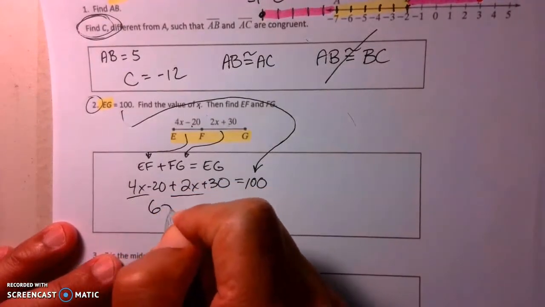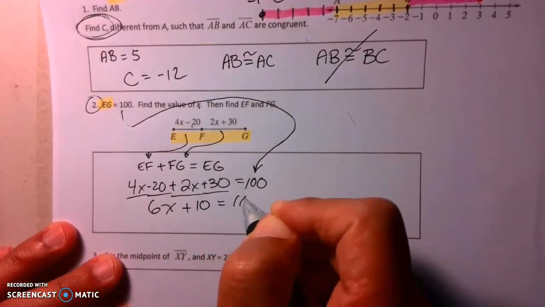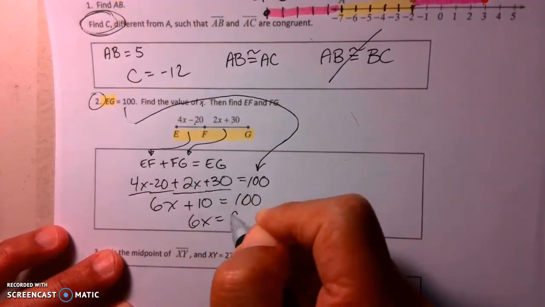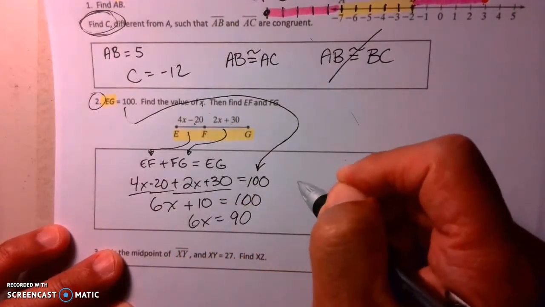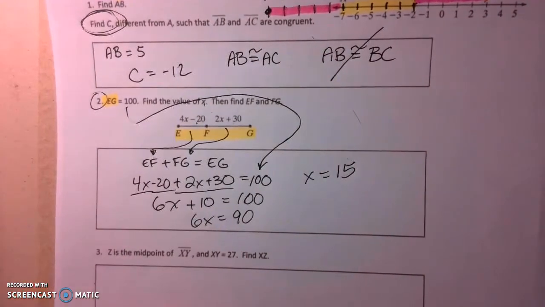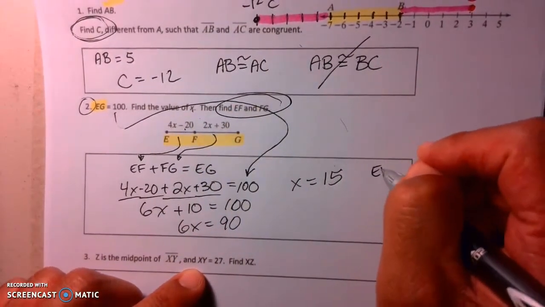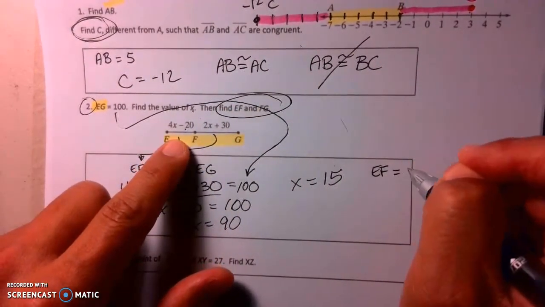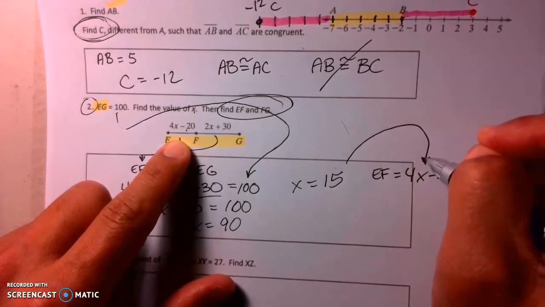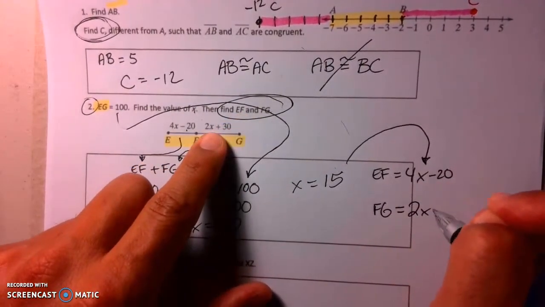4 plus 2 is 6x. -20 plus 30 is positive 10. Of course, we're going to want to subtract the 10 over, that's 90, and then divide by 6, and it should be 15. X should be 15. They also want us to figure out what EF is, which is 4x minus 20. I'm going to put the 15 in here in just a second. And they also want us to figure out what FG is, which is 2x plus 30.